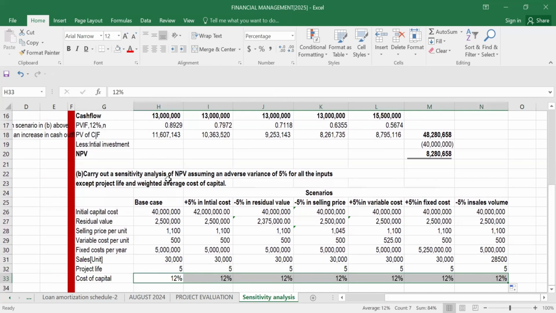Carry out sensitivity analysis on NPV, assuming a 5% adverse variance of all inputs except project life and the cost of capital. Those ones will not change.